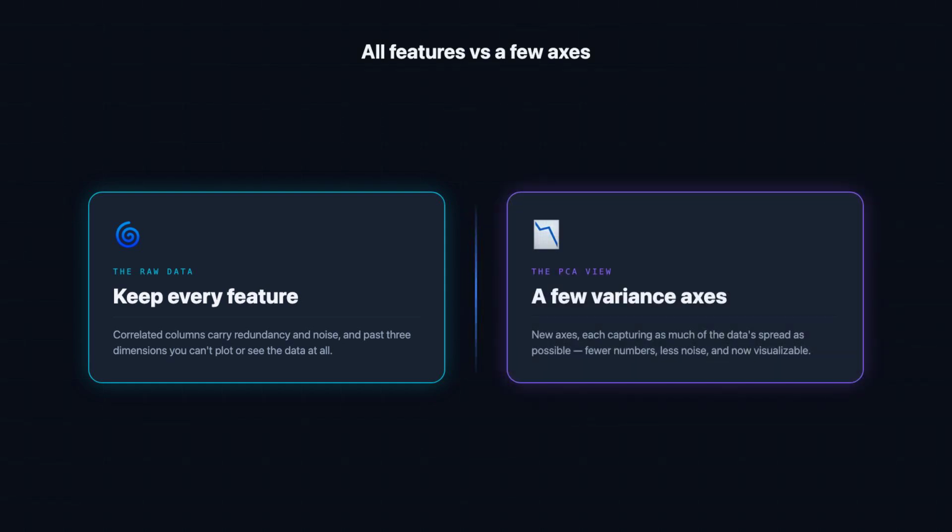anymore. PCA takes a very different route. Instead of dozens of tangled features, it builds just a few brand new axes, each one chosen to capture as much of the data's variance, its genuine spread, as possible. Fewer numbers, far less noise, and now you can actually visualize it.